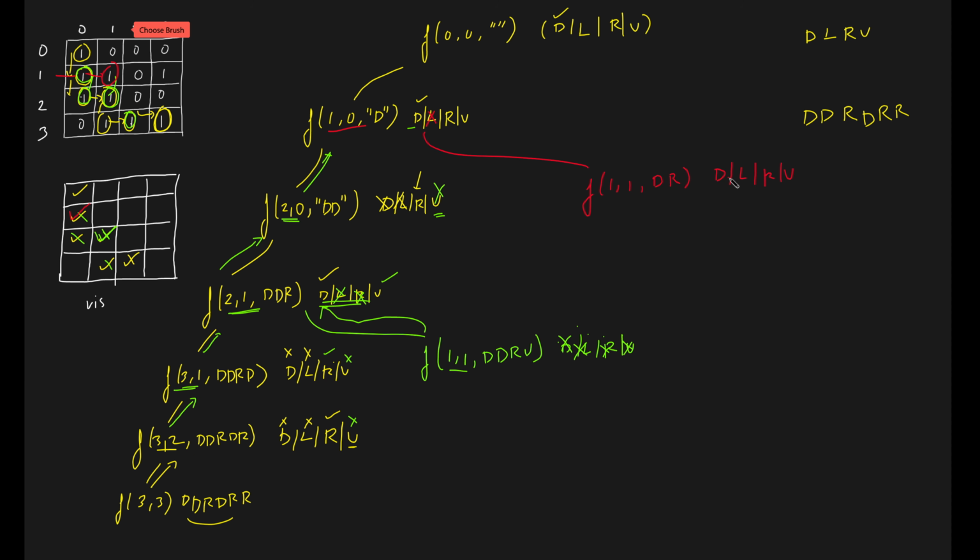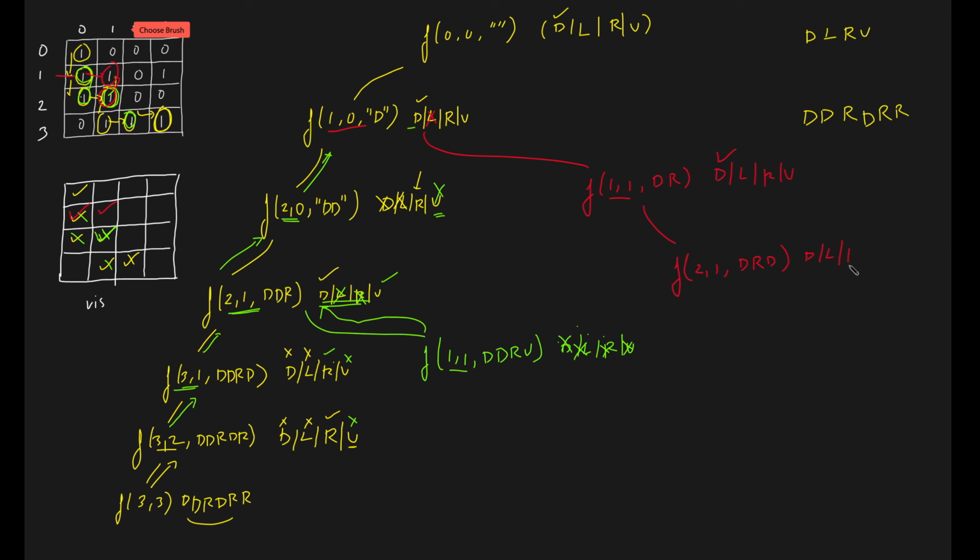Can I go down at 1-1? Yes, I can go down. So I will go down. So whenever I go down, this is marked as visited. 1-1 is a part of my path now. And I decide that I am going to go down. That is 2,1. And the path will be DRD. I have decided to go down. So I will be over here, right? The red line. Now at 2-1, what are the directions?